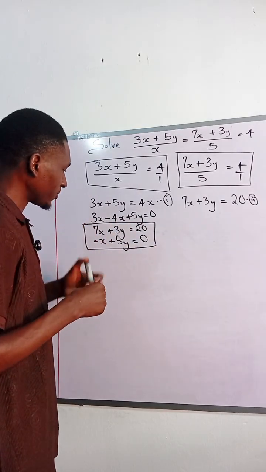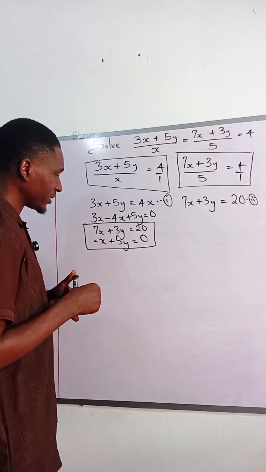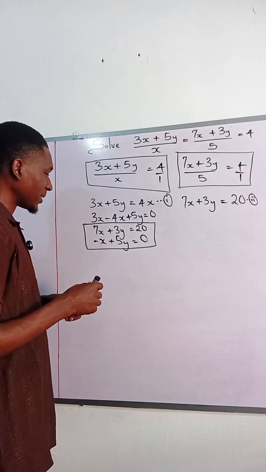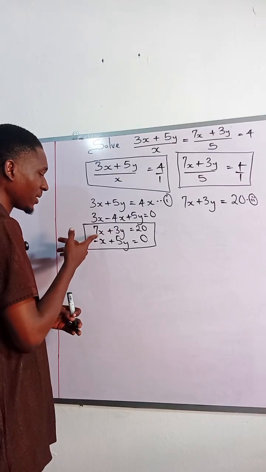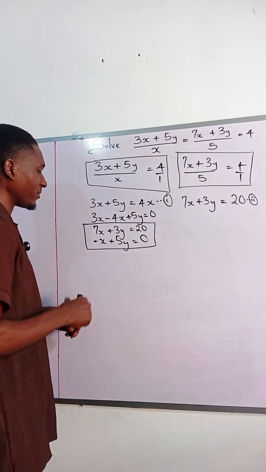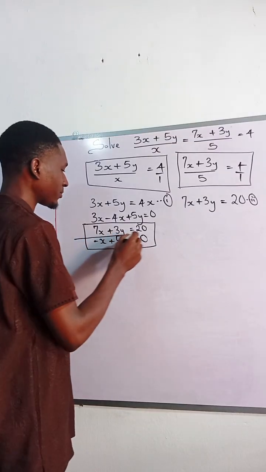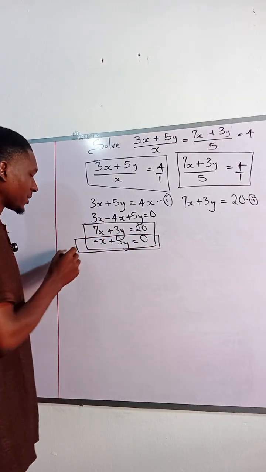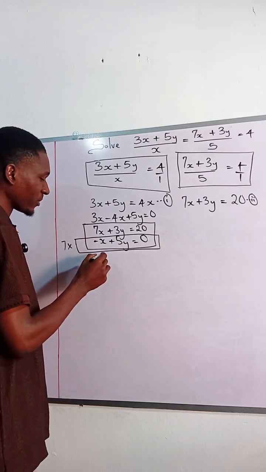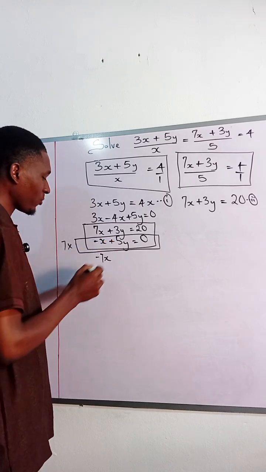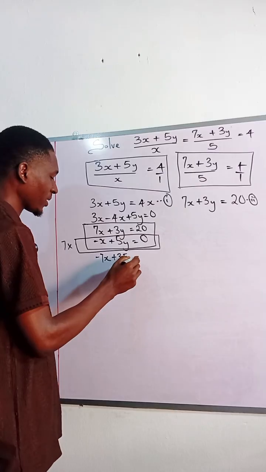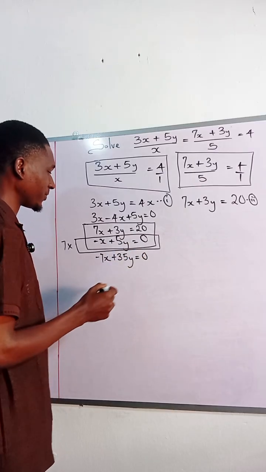So these are the two equations we now have. As usual, we either substitute or eliminate. Let us eliminate. How do we do that? Let's eliminate x by multiplying this equation by 7 so that the two x terms have 7. So this equation 1, we are going to multiply it by 7. So minus x multiplied by 7 gives us minus 7x, plus 5y multiplied by 7 gives us plus 35y, equal to 0 times 7, which gives us 0.